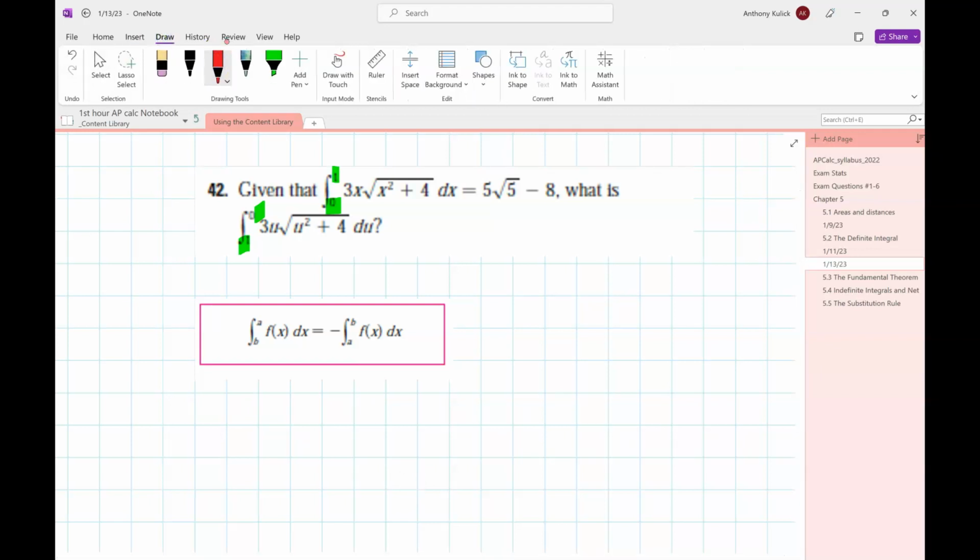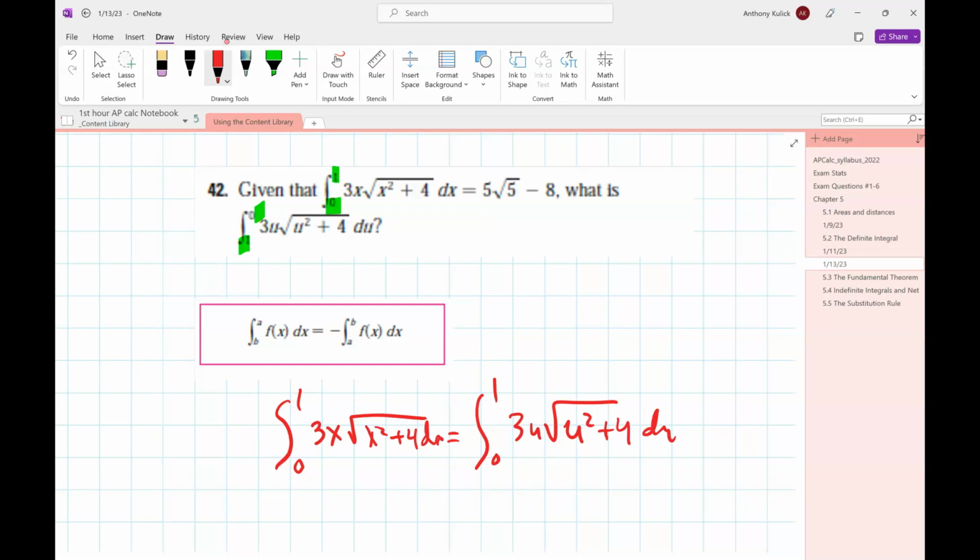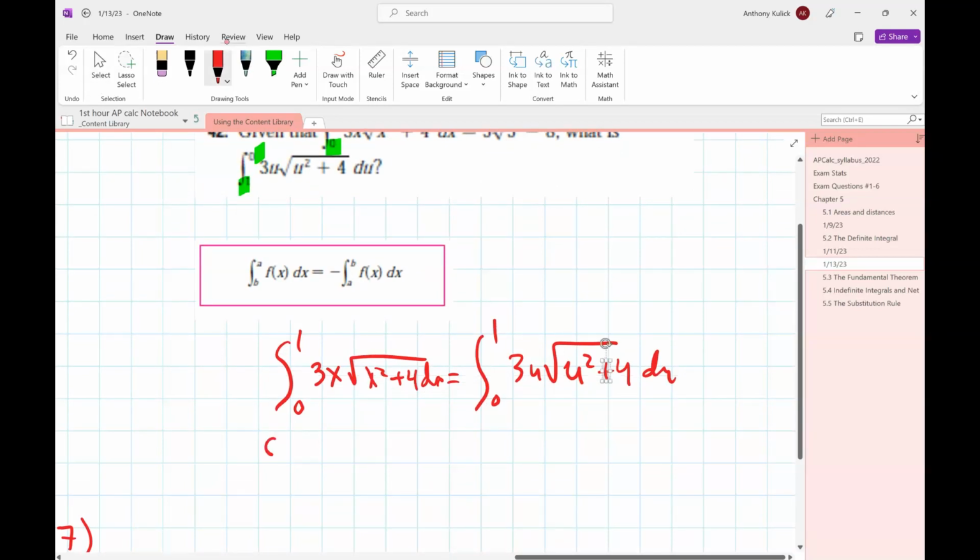So first and foremost, I know that the integral from 0 to 1 of 3x times the square root of x squared plus 4 dx is equal to the integral from 0 to 1 of 3u times the square root of u squared plus 4 du, right? Oh, this should have a dx and this should have a du, right? Those are the same integral, have the same value, right? Because the name of the variable doesn't matter. Everybody agree? Okay.